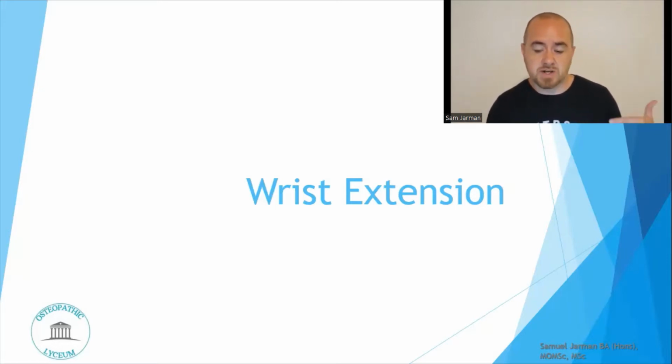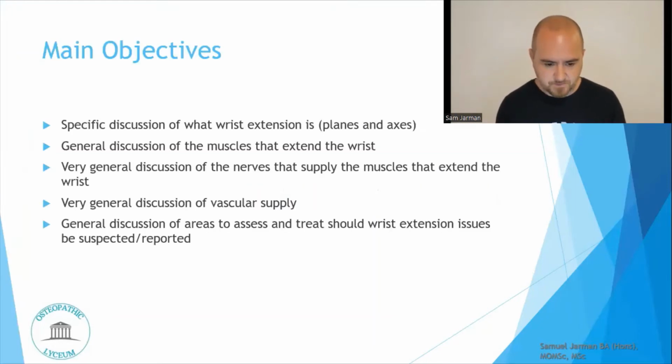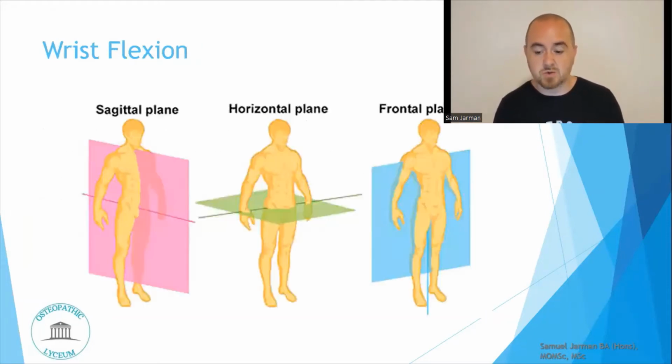So here we're looking at wrist extension, or radiocarpal extension. Now, the main objective is a specific discussion of what wrist extension is, so the planes and the axes, a general discussion of the muscles that perform this action, the nerves that innervate those muscles, the general vascular supply, and a general discussion of the areas to assess and treat should issues with wrist extension be suspected by the practitioner or reported by the patient. So our general look at planes and axes.